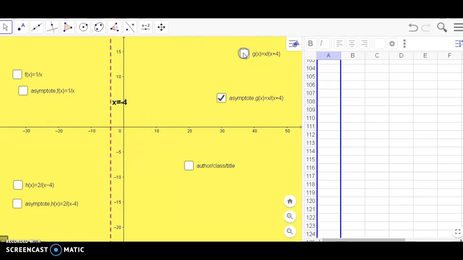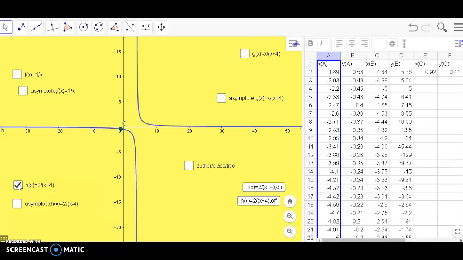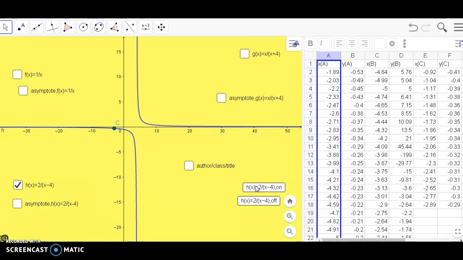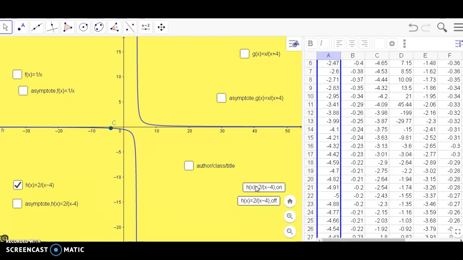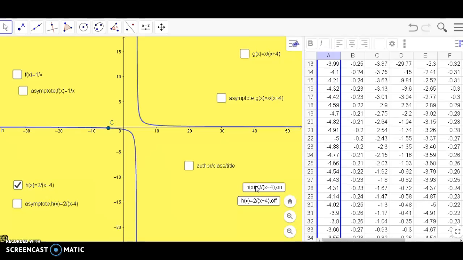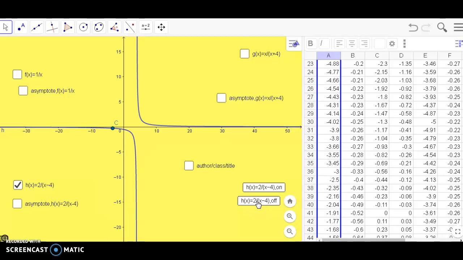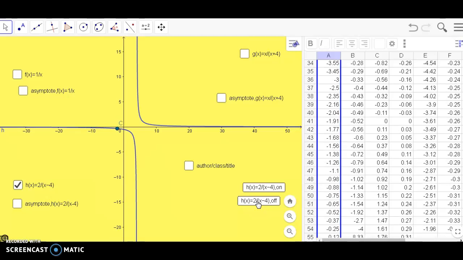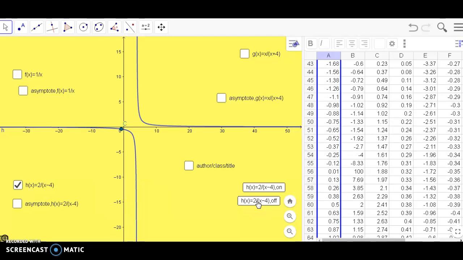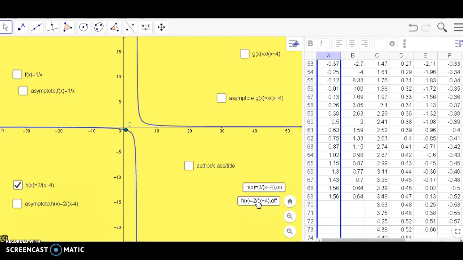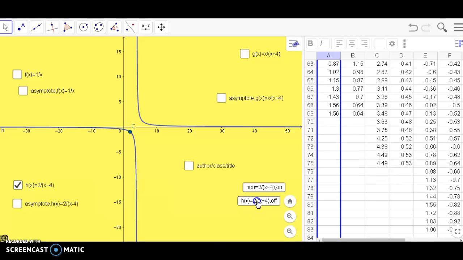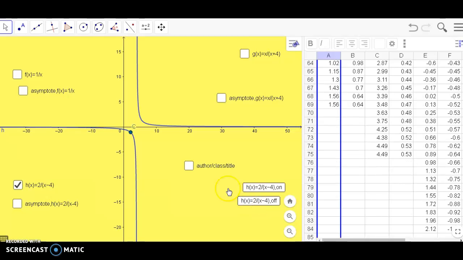I'm going to turn off g of x, turn off the asymptote, graph h of x, take a look at the spreadsheet. There we are. All right. So I'm going to turn on point C. And let's get plenty of data for point C. All right, turn point C off and let's check stuff out here.